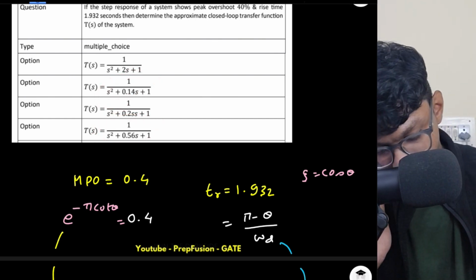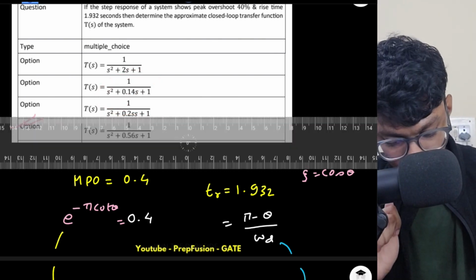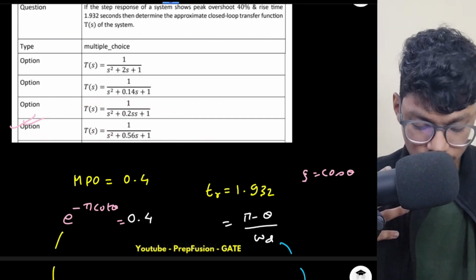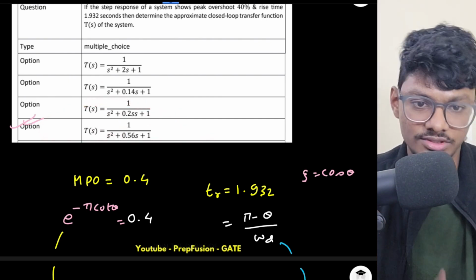Only option D is correct, and it is standard also because the DC gain of this is 1. At s equal to 0, the DC gain is 1. So option D is the correct answer of this question.